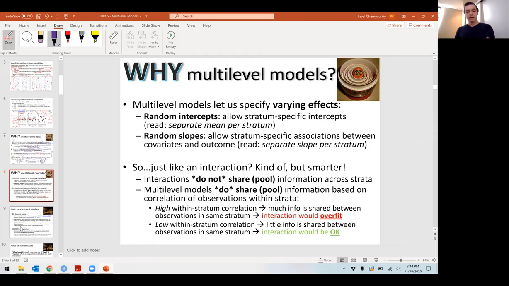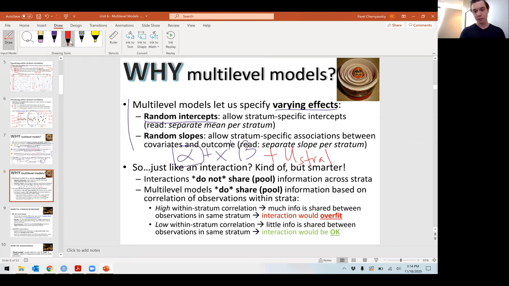Multi-level models also let us specify what are called varying effects. And this is a more modern way of thinking about multi-level models. So in a regular single-level model, our regular IID model, we have like alpha plus x prime beta. We have just a single intercept. But we will be introducing what are called random intercepts. So we're going to introduce stratum-specific effects that then modify our overall intercept. And therefore, we can combine these two terms together to make our stratum-specific intercepts.